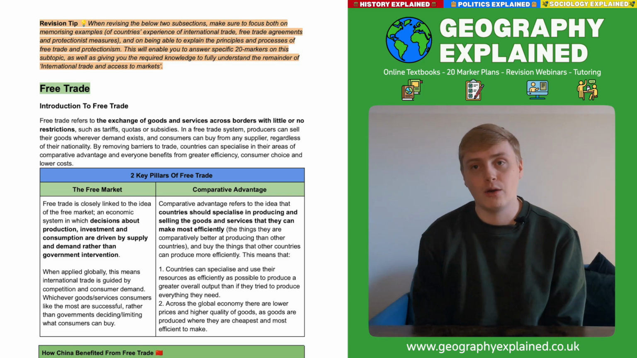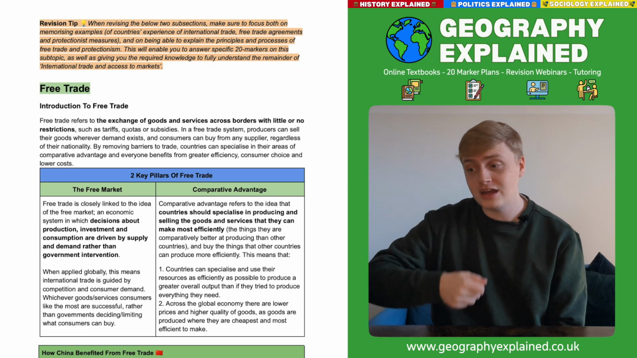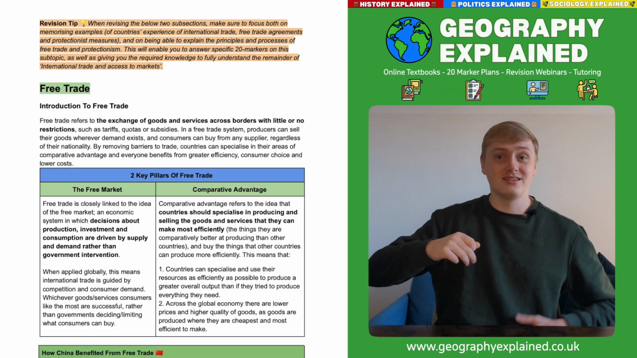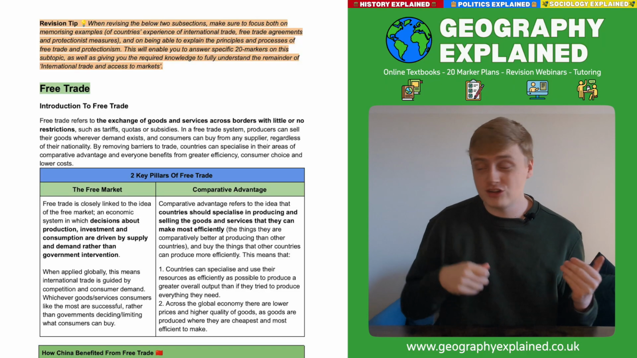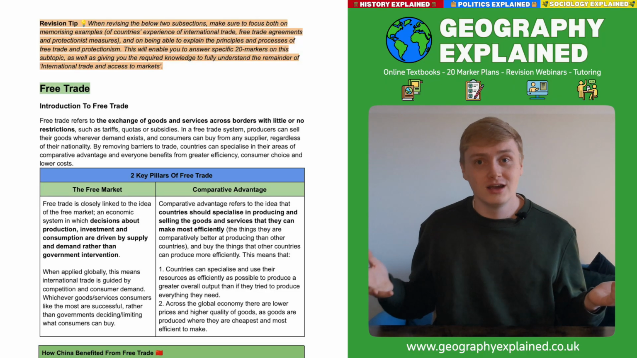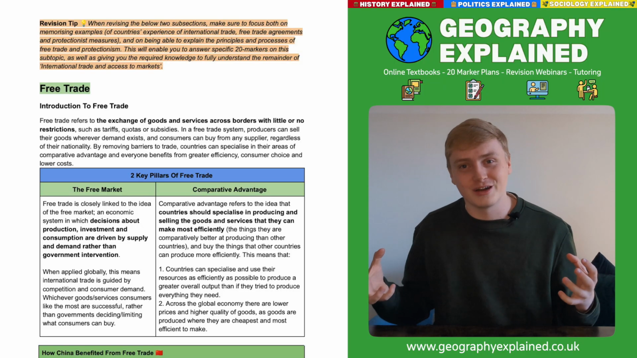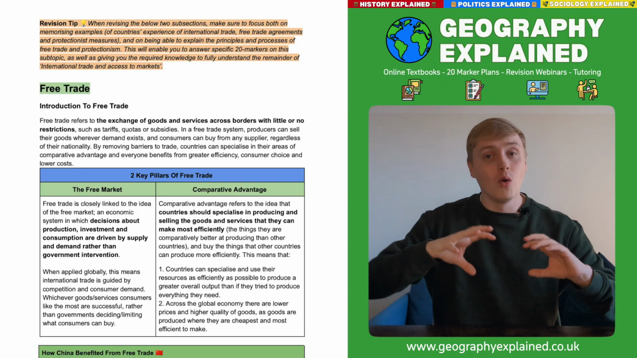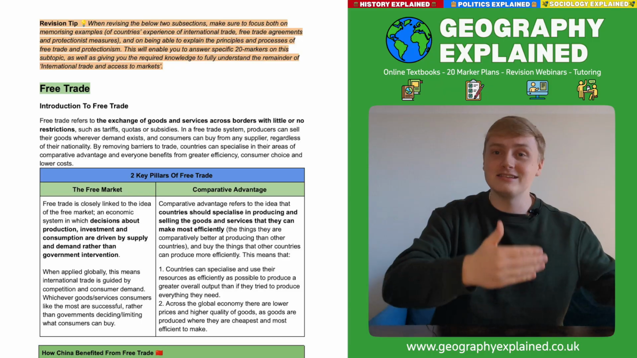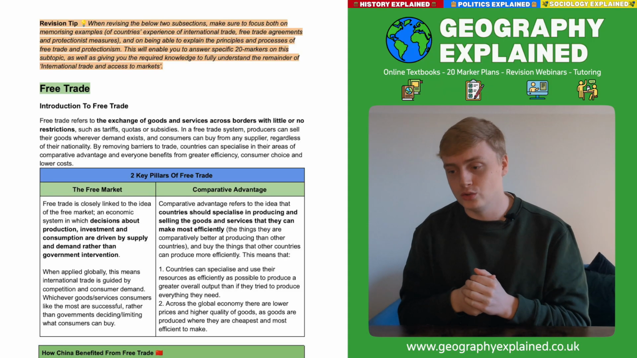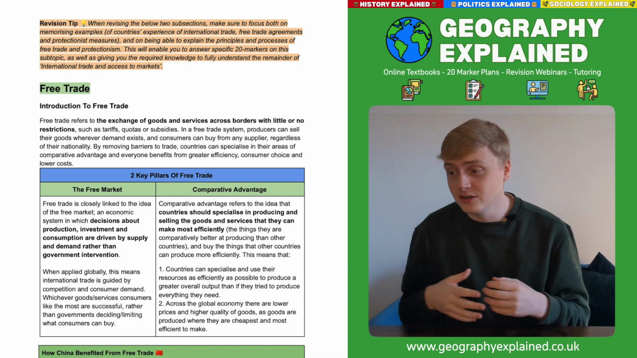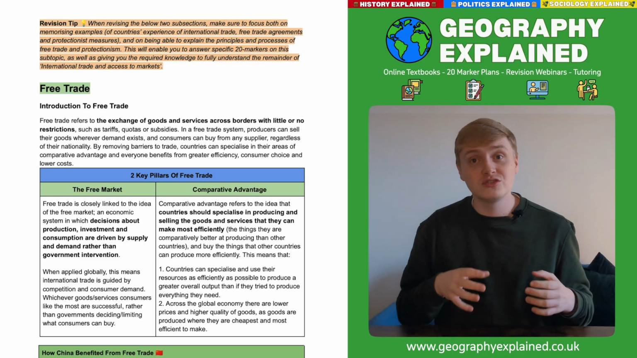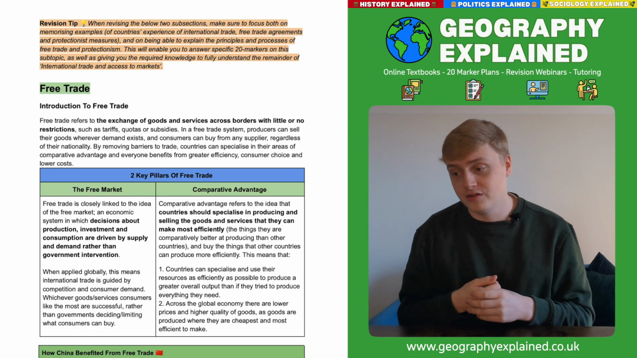So moving on to looking now at free trade. So free trade refers to the exchange of goods and services across borders with little or no restrictions. That's the free part. It's very easy to trade between countries. I can sell something to a European Union country, for example, without being charged to do so or having to fill out loads and loads of forms. So the more free trade is, the easier it is to buy from other countries and to sell to other countries. In a free trade system, producers can sell their goods wherever demand exists, so to other countries who want those goods, and consumers can buy from any supplier regardless of their nationality.